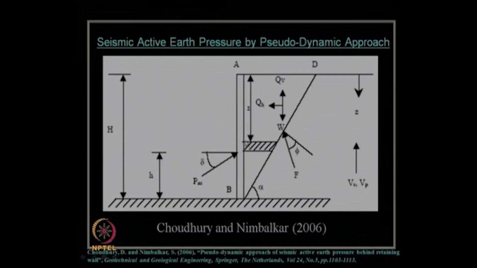Here also, this infinitesimally small element is being considered at a depth of z with thickness dz, where z is measured from the ground surface, and Vs and Vp are the shear wave velocity and primary wave velocity of the earthquake excitation. The details are available in the publication from Dr. Sanjay Nimbalkar's PhD thesis work, that is Chaudhary and Nimbalkar 2006, in Geotechnical and Geological Engineering, an international journal published by Springer. This is the volume number, page number, etc.